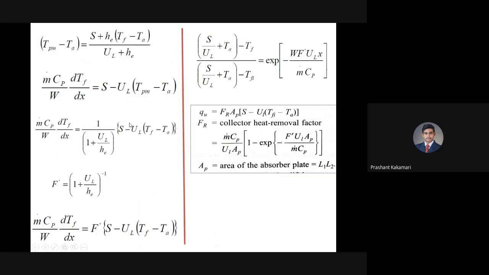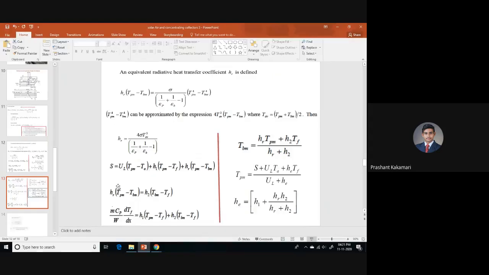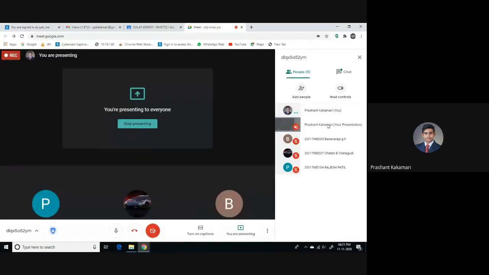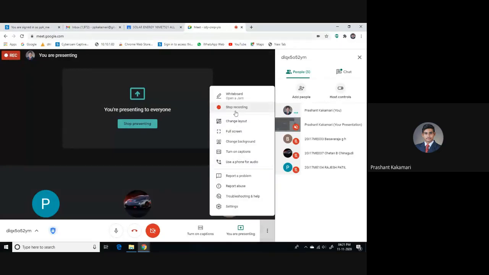I think we'll stop the class here because time is 4:20. In the next class, we'll complete these important equations, define some of the factors, and take one numerical example. Then we'll complete this fourth chapter. Okay, I'll stop the class here. Tomorrow, I think Thursday, Friday, we'll discuss this again.